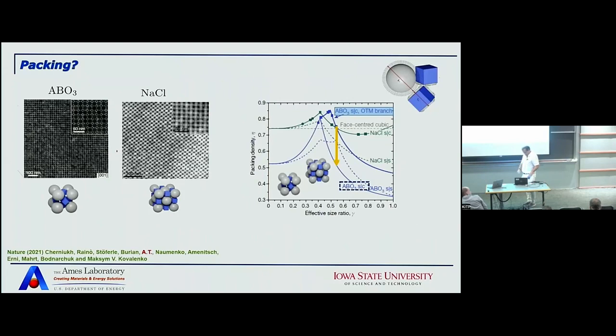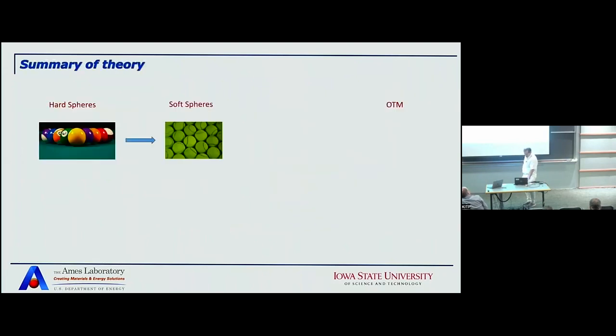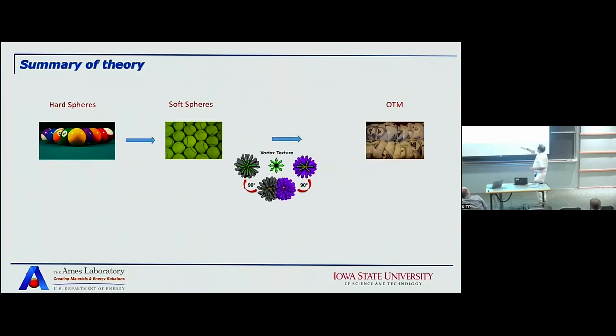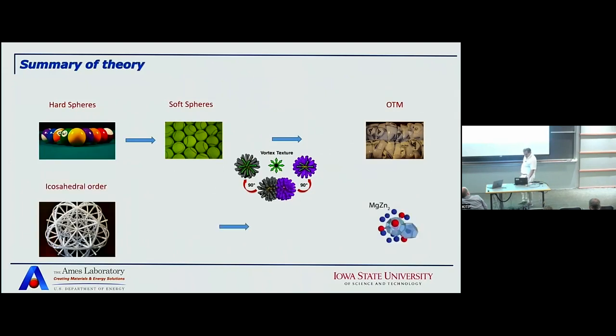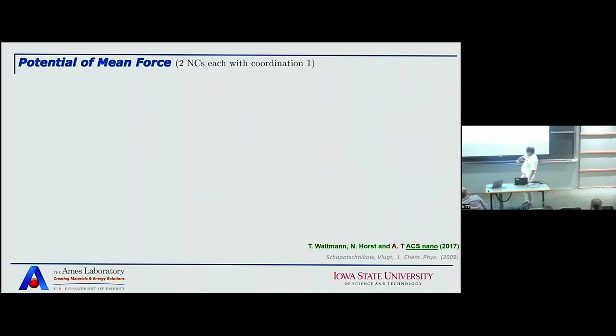So let me just say that this is the summary of the theory. Basically, the idea that you have these large deformations and you have this type of structure. There is another part of the theory that I haven't talked about at all, but I would like to mention, which is the role of icosahedral order and what we call quasi-Frank-Kasper phases. But anyway, I would like to spend my remaining 5 minutes talking about simulations, because all of this is theory, but we also do simulations.